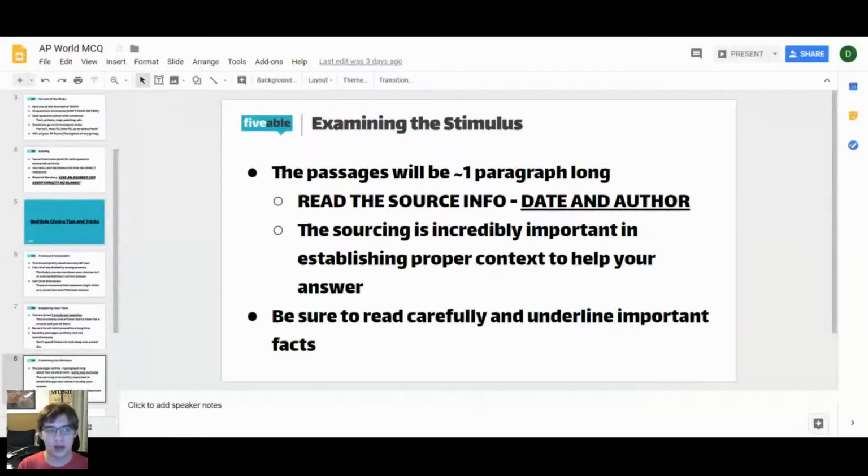So if you get a question on the Middle Ages and you see an answer that says the rise of the Roman Empire, would that be the right answer? Yes or no? All right.